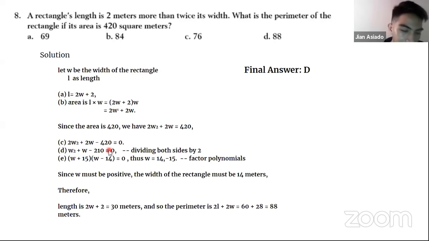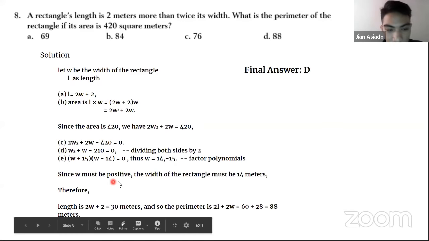Then we have a polynomial, which we can factor, first by dividing both sides by 2. What are the factors of 210 that, when added, give positive 1? It's 15 and negative 14, which multiply to negative 210. But since W is positive, the width of the rectangle must be 14 meters.